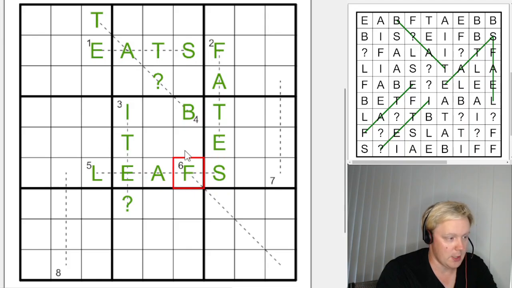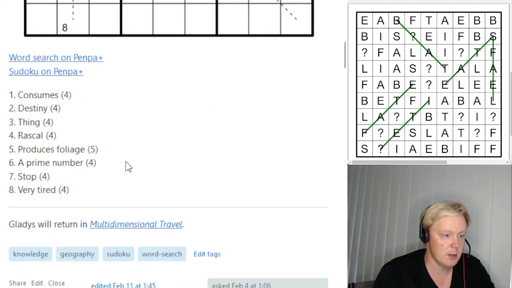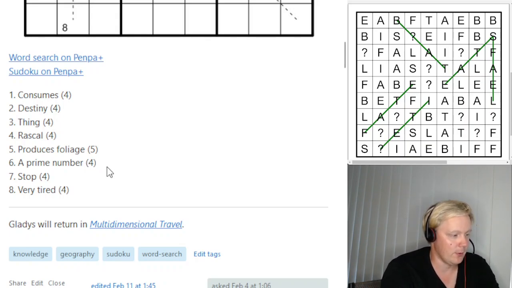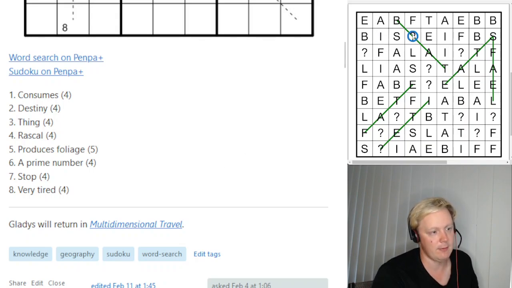Now we already see number 6 starts with an F, by the way. So number 6, a prime number, 4 letters. Well, there's a number with 4 letters that starts with an F, which is 4, but that's not prime. So 5 is going to be the number, which is prime. So we have F, I, and E, and V is going to need a question mark here.